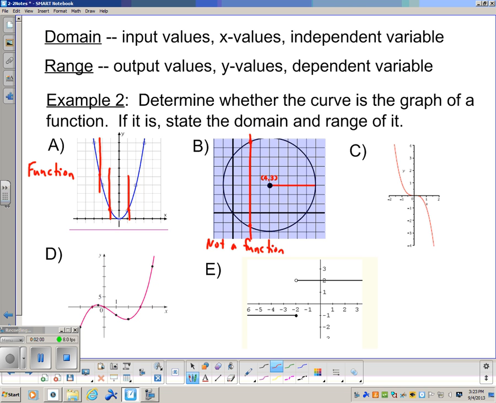And then letter C here. Now it's a curve, so it's not a flat line. It's only going to go through one point there, and as I take it through, it's only hitting the graph in one place. So this here is a function.